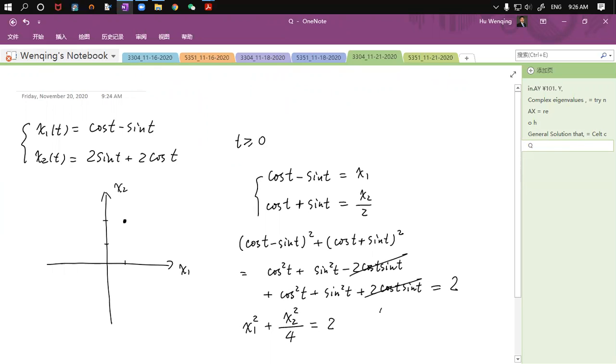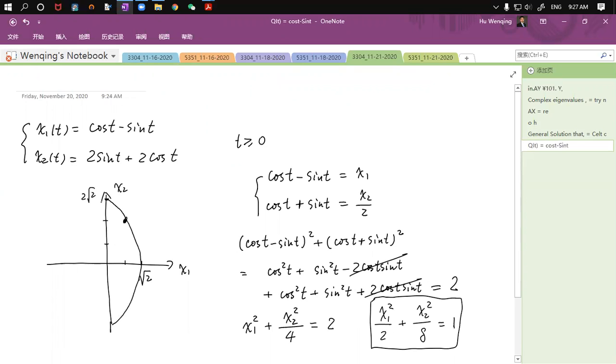Which further means that x1 squared divided by 2 plus x2 squared divided by 8 is equal to 1. This is nothing but the equation of an ellipse. And what are the axes of the ellipse? The x1 axis is square root of 2, and the x2 axis is 2 times the square root of 2. It must be an ellipse, and you can easily check that this ellipse passes through the initial point (1, 2). So the actual trajectory is a closed orbit, given by the ellipse from this equation. Is that okay?